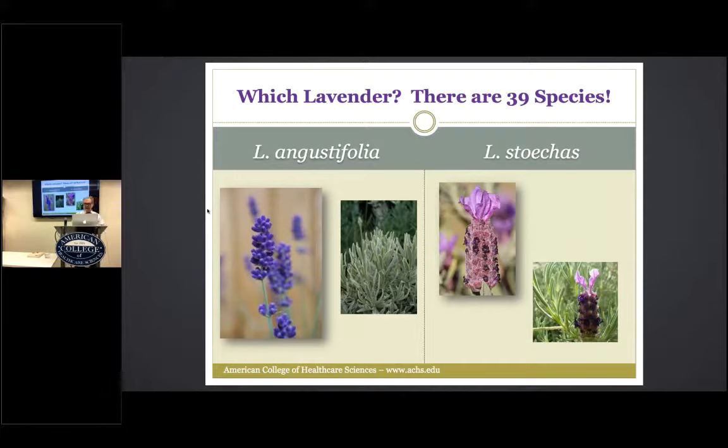Now, I've seen common names for lavender angustifolia as English lavender, French lavender, but when I go to buy seeds or buy starts, I look for the Latin name. Now, Lavandula stoechas is called Spanish lavender. Its constituent profile is a little different.